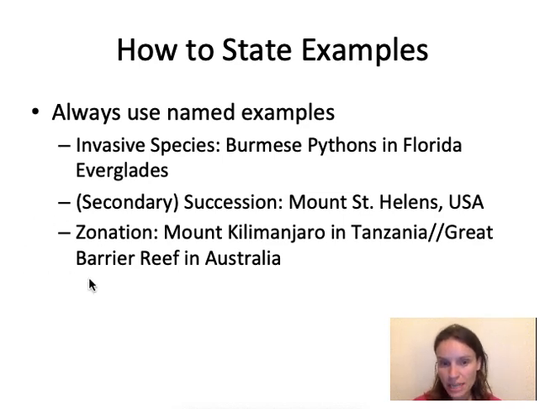And then a couple good examples of zonation. One is up an alpine gradient like Mount Kilimanjaro in Tanzania. And another is on a coastline. There are good examples of zonation. So the example I have here is the Great Barrier Reef in Australia. So anytime that you're asked to provide an example, just remember to give a specific name, and that will help you get as many points as possible from those questions.